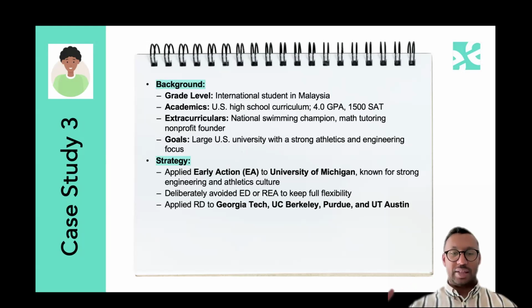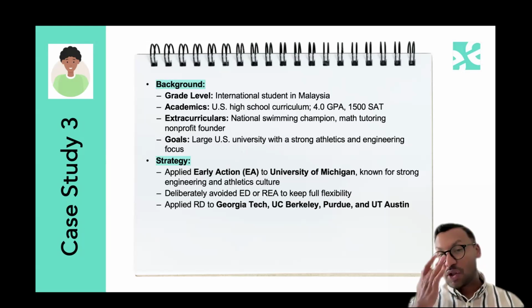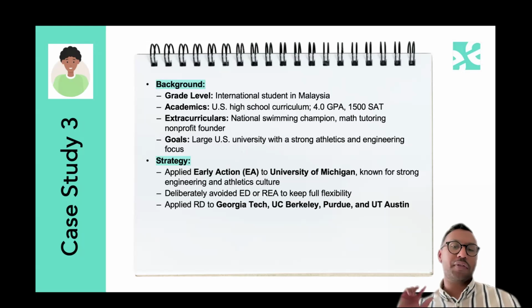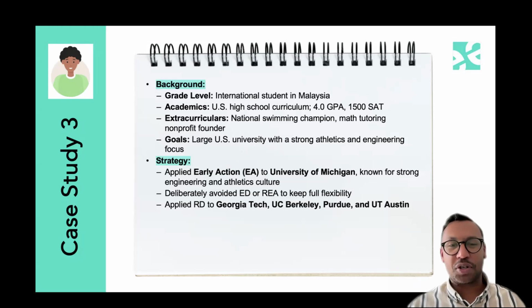And so this is really showing leadership. It's showing innovation. It's showing initiative. It's showing commitment to the community and also excellence, both in the classroom as well as on the sports field. The goal for the student was that they wanted a large US university with a strong athletics program and a focus on engineering. And so you can sort of think about an engineering student. They were also a math tutor through this nonprofit that they founded. And so that becomes really important when thinking about engineering for impact, engineering for good. So some universities are going to be drawn to that.